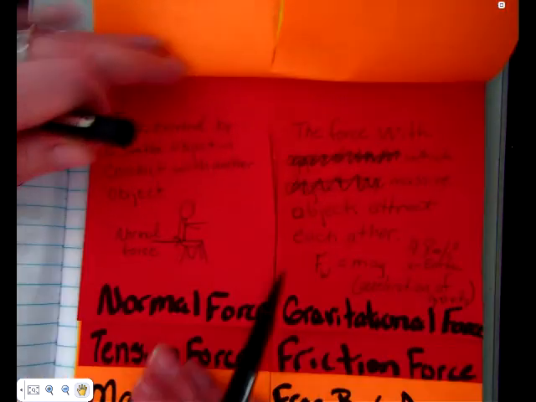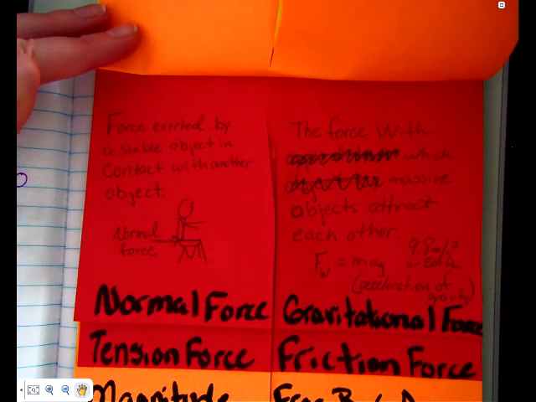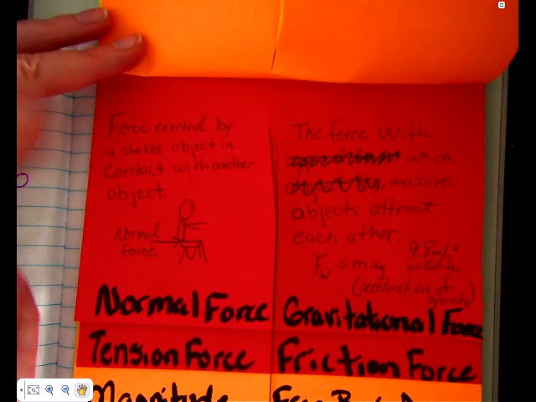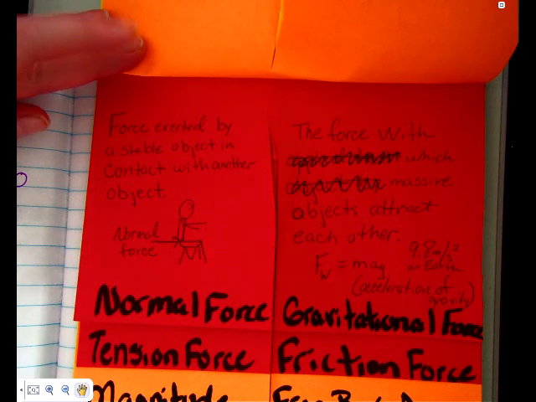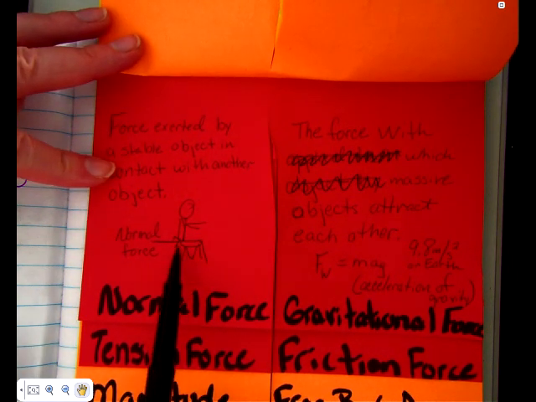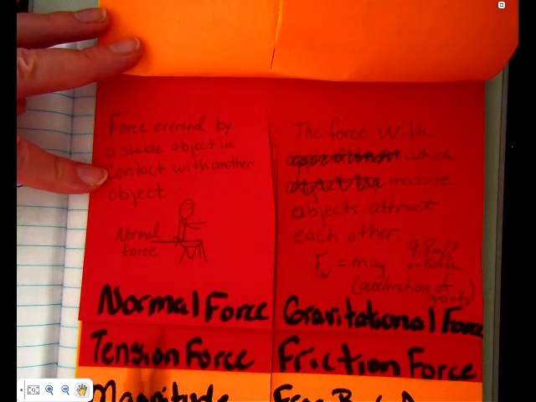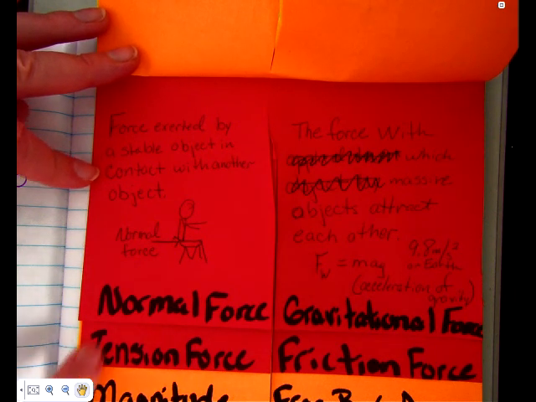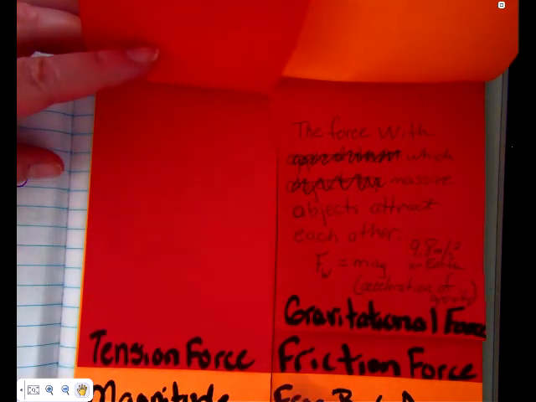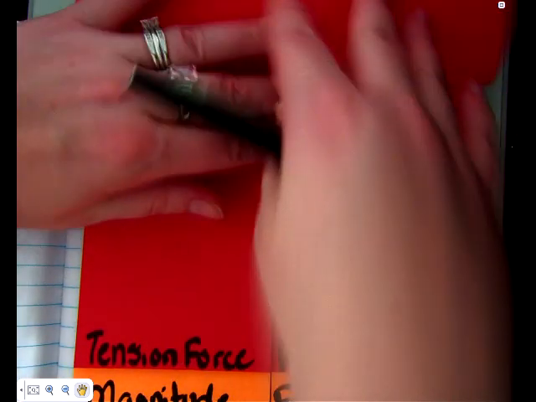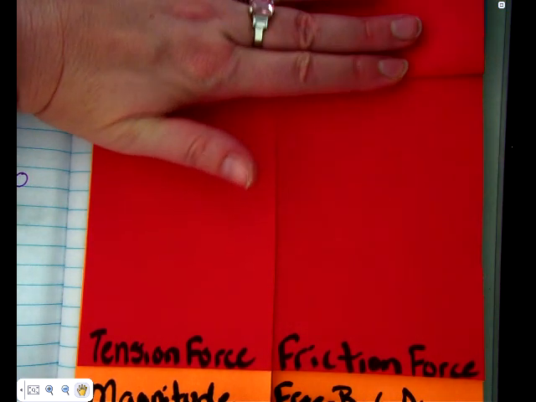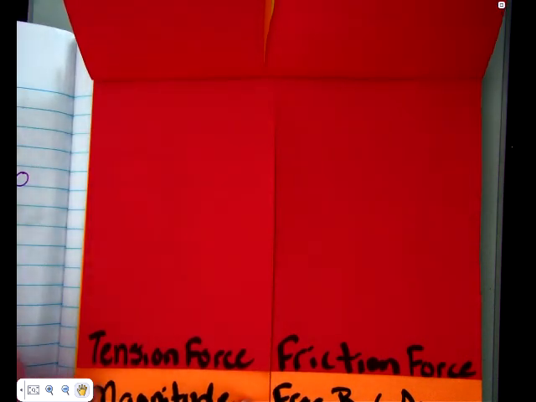Normal force is force exerted by a stable object in contact with another object. And so I drew a picture here of a person sitting in a chair, and the normal force is the balanced force of a person sitting in a chair. It could be a book on a table. It could be anything that's laying on the surface of an object. That's considered the normal force. Okay? I do not have tension force and frictional force, so I'll have to come back to those.